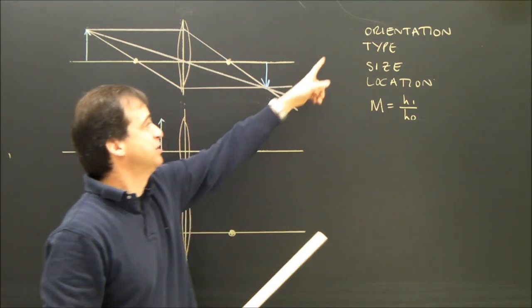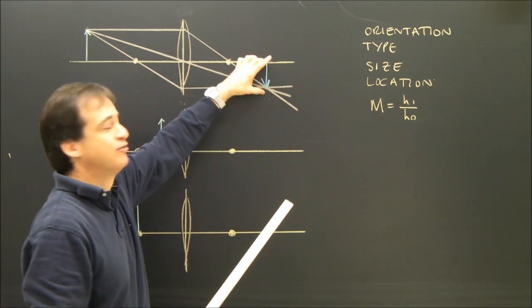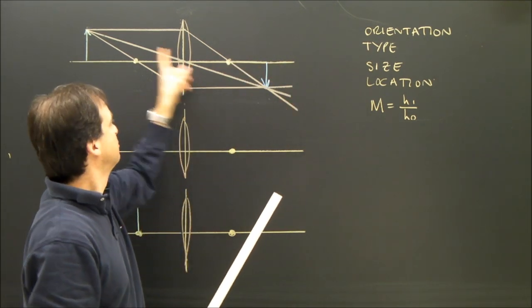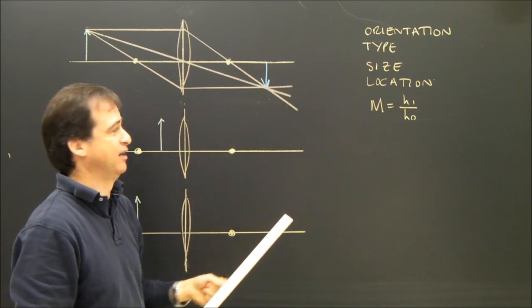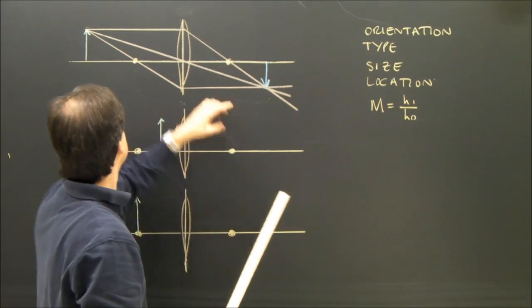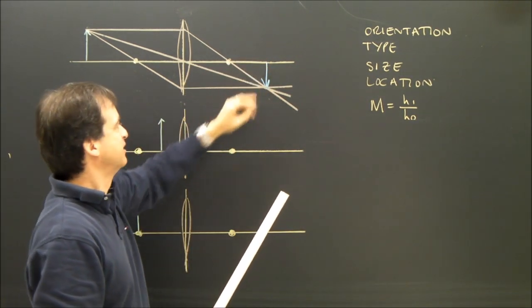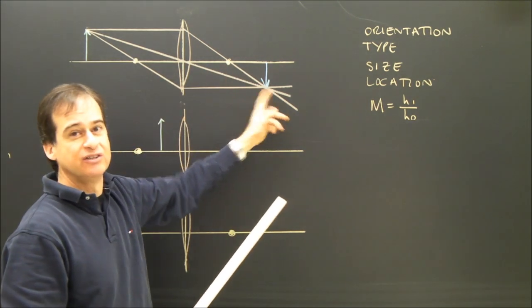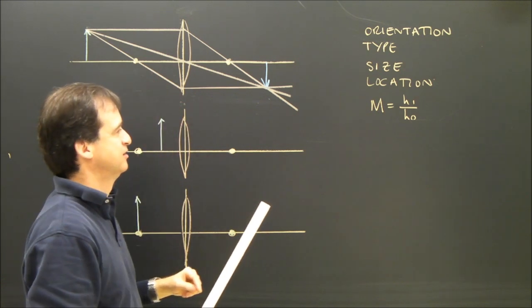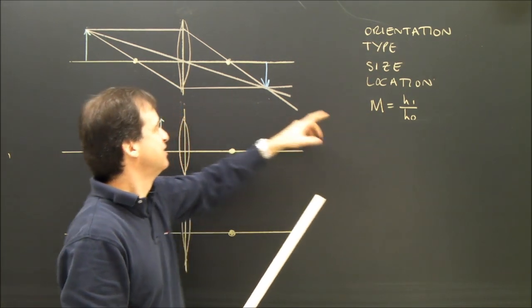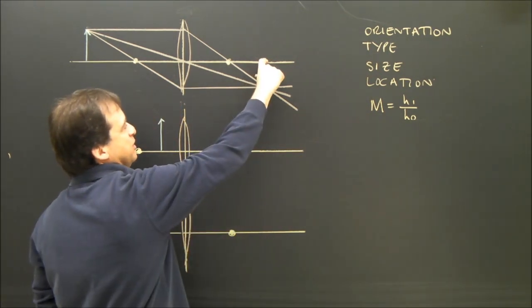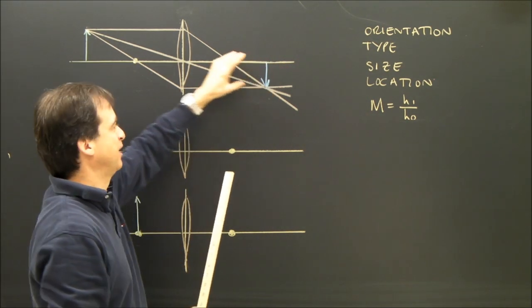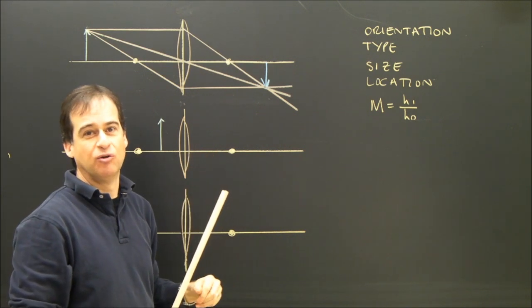How do I describe the image? Its orientation is inverted as opposed to upright. Its type is real because all three rays actually met. Its size is smaller. Its location is, I'd have to measure it, but it would look like closer to the lens than the object. And the magnification is HI, that's the height of the image, divided by height of the object. Since the image is smaller, my magnification is going to be a fraction, so it's going to be smaller than 1.